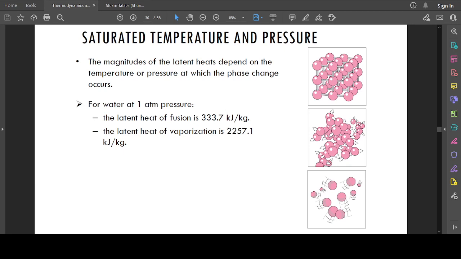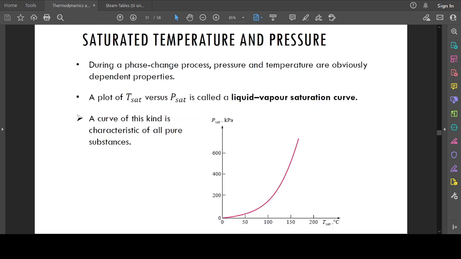Now, the latent heat of fusion at 333.7 kilojoule per kilogram is only with respect to 1 atm pressure. So meaning that if the pressure of the water is different, then the latent heat of fusion is different. Okay, similarly, this same statement is true for the heat of vaporization, and that is why we have a steam table that shows us these readings.